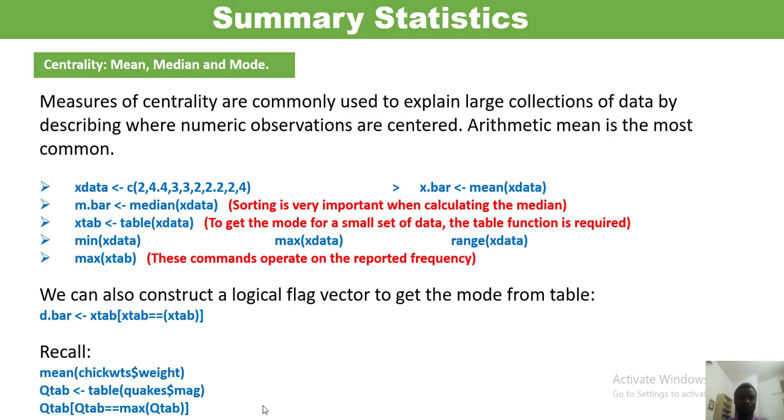So I will stop at this point and take us to R to quickly provide an explanation of what we have in the short theoretical explanation I made, and take us fully into summary statistics now, where we would learn more about the mean, the median, and the mode.